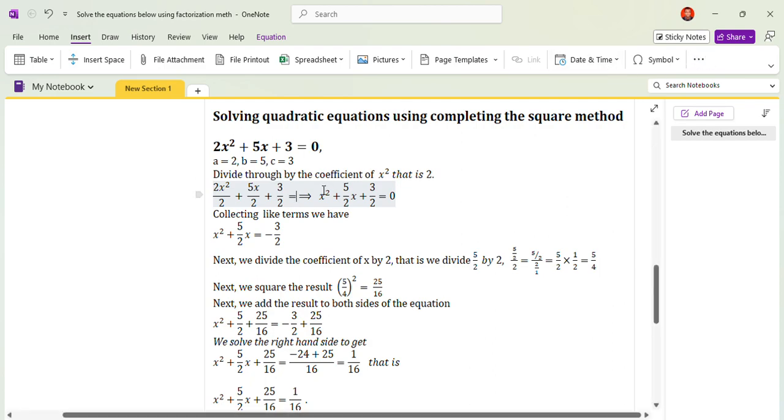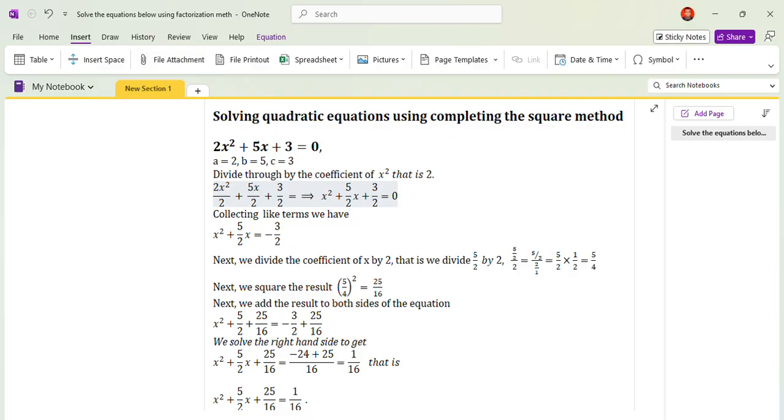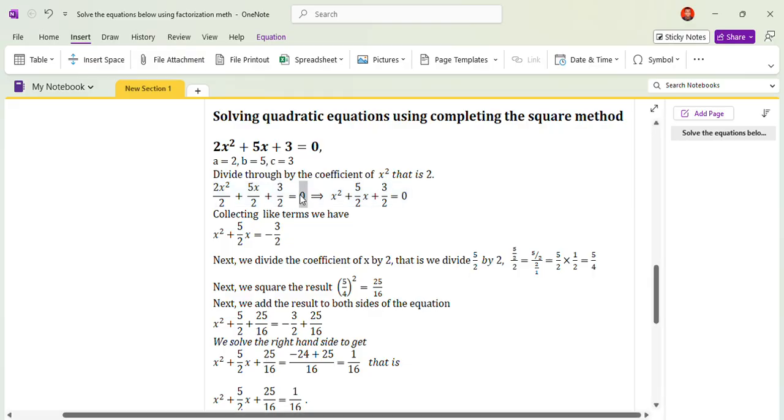Now, 0 divided by 2 will still give us 0, so that one is not important. So what does this give us? When 2 cancels 2, we are left with x squared. So we have x squared plus 5 over 2x plus 3 over 2 equals 0. That is the first step.